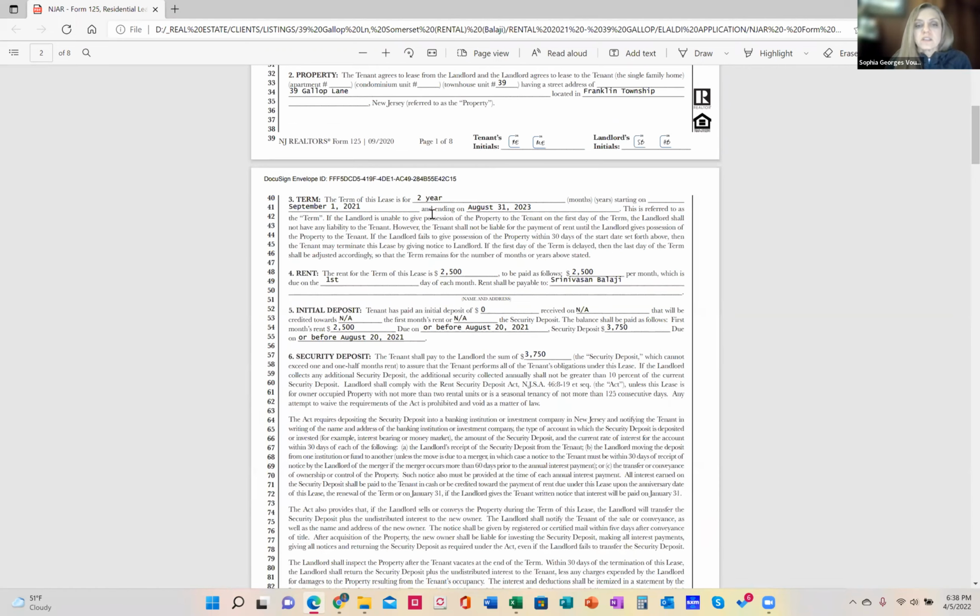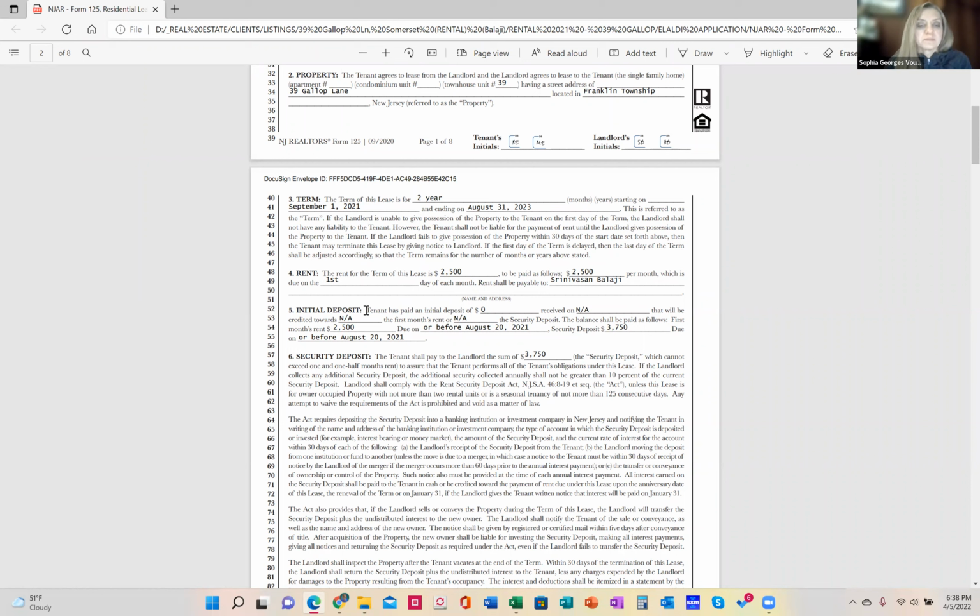The term of the lease, so how long? Is it going to be a year, 2 years, whatever the term is, when it's going to start and when it's going to end. The rent is going to be due on the first of each month, and you're going to say who it's payable to.